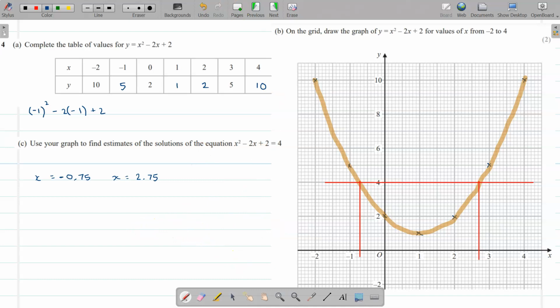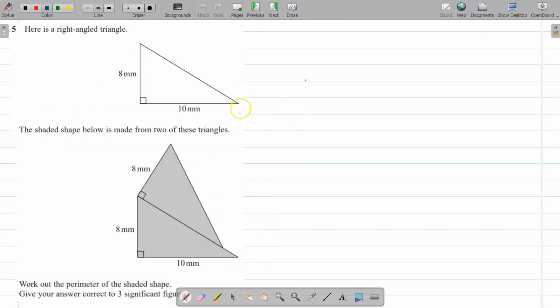Okay, so next question. We've got to work out the perimeter of this shape. There's 5 parts to it. We've got 3 of them shown. What are the other 2? Well, it's this length here, which I'm going to call x, and this short little piece here, which I'm going to call y. Okay, so I've got x is going to be equal to the square root of 8 squared plus 10 squared, using Pythagoras' theorem.